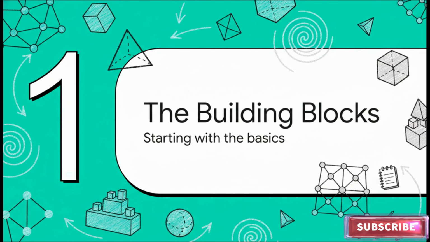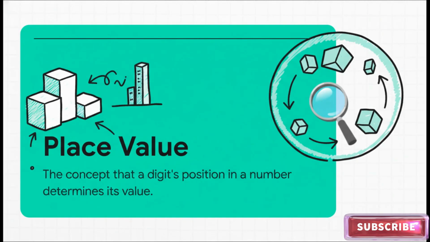Well, we have to start with the absolute fundamentals. Think of these as the atoms of the math world, the basic building blocks that everything, and I mean everything else, is built on top of. Now, this might seem super simple, but it is one of the most powerful ideas in all of mathematics. It's called place value, and it's what gives our numbers meaning.